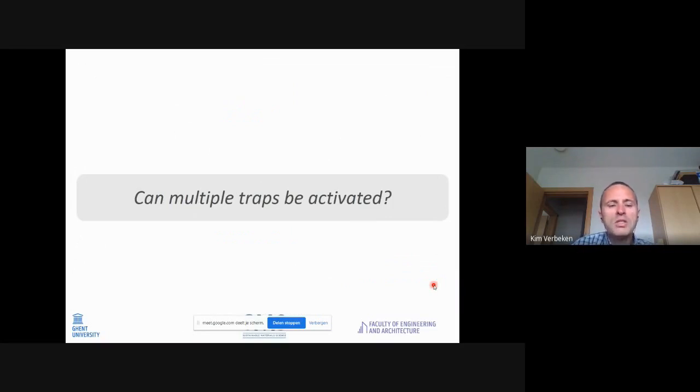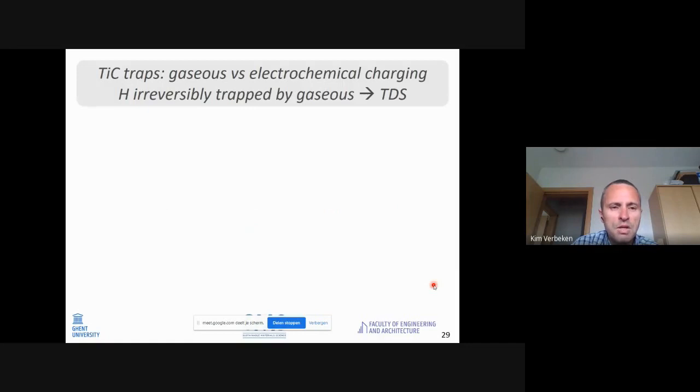Now, an additional question is, can you activate actually different traps in your material related on how you do the charging? So we have material with the titanium carbides. I have focused the entire presentation here around the titanium carbides. And we compared actually gaseous charging versus electrochemical charging, also taking into account that this gaseous charging is performed at a higher temperature. So charging is there done at temperatures of 800 degrees centigrade.